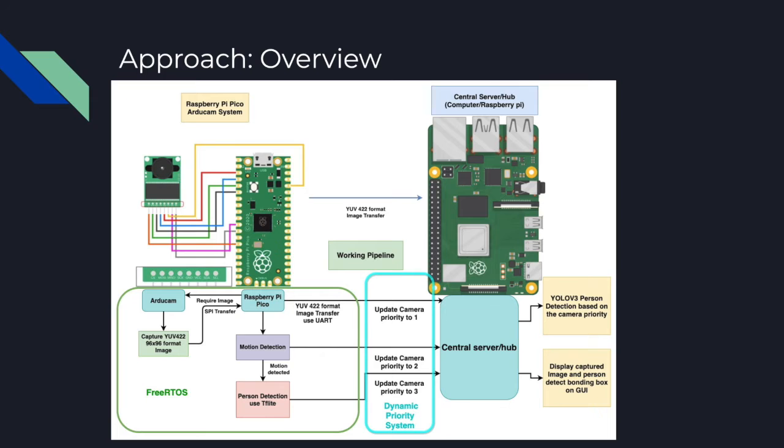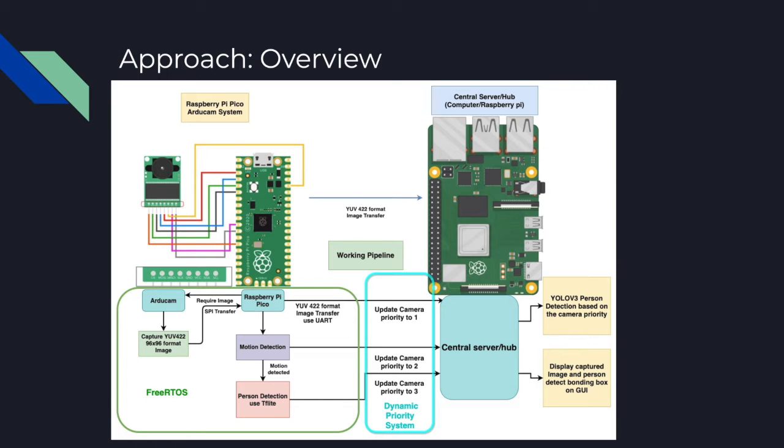The overview of the approach. The graph shows the hardware and the working pipeline for the system. The ArduCam and Raspberry Pi Pico can be treated as a smarter camera system with limited built-in AI capability, and the Raspberry Pi or the computer serves as the central server in this project.